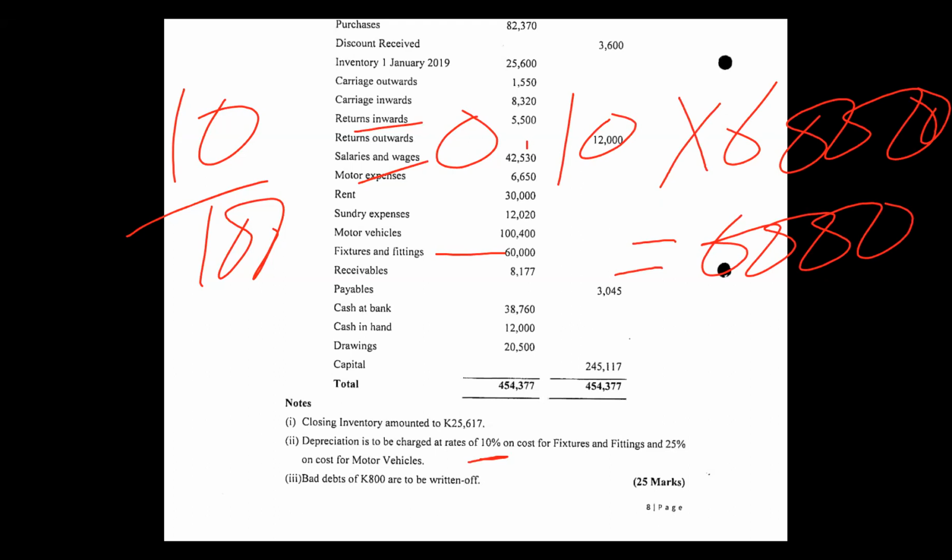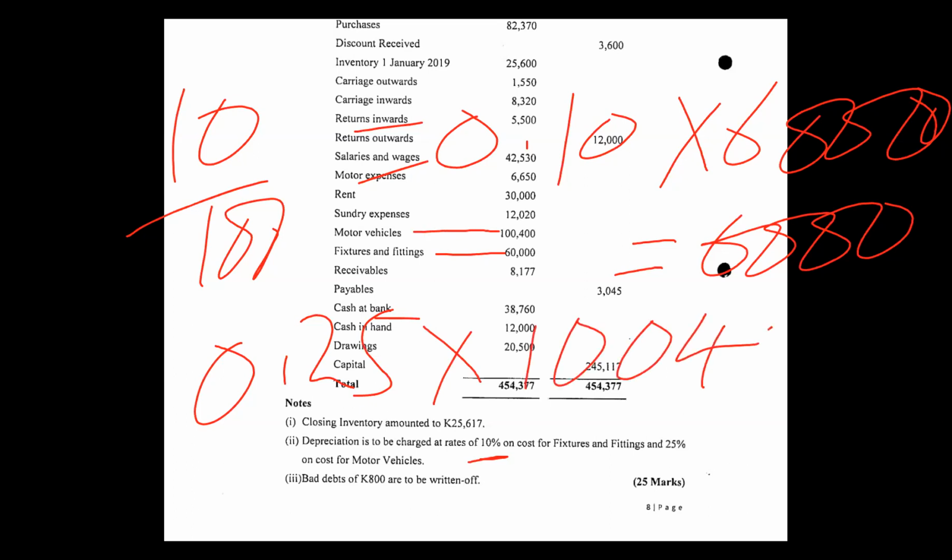Yes, sir. Is the questionnaire fine? Then for 25% as well, just do 0.25. How do we get 0.25? You say 25 divided by 100 times the motor vehicles at cost. The motor vehicles were bought at that much. So we had 25,100 kwacha. This is the depreciation on motor vehicles. Is that clear?